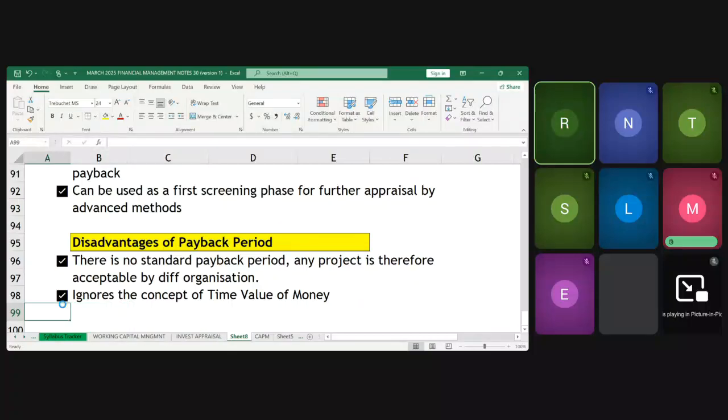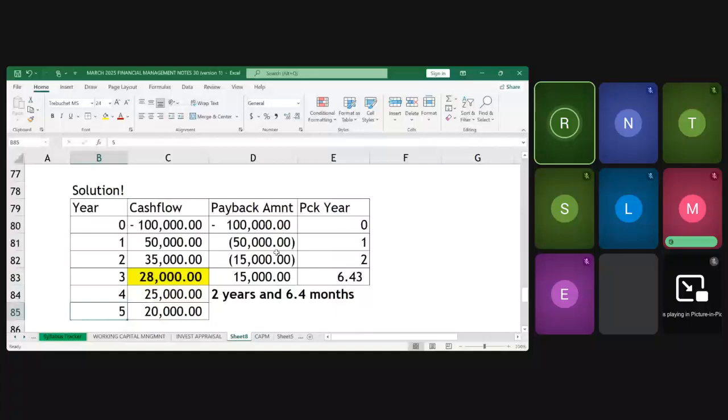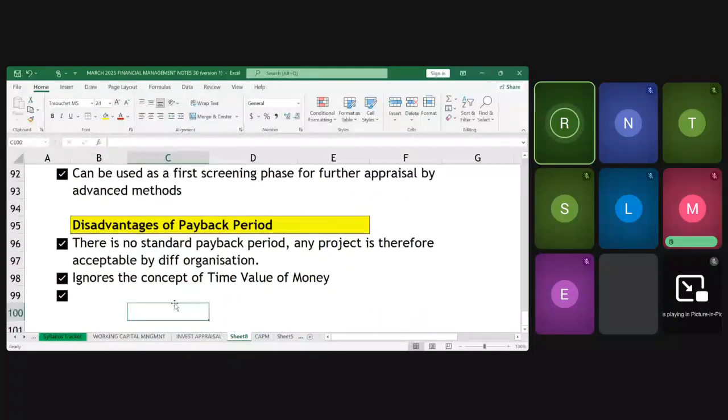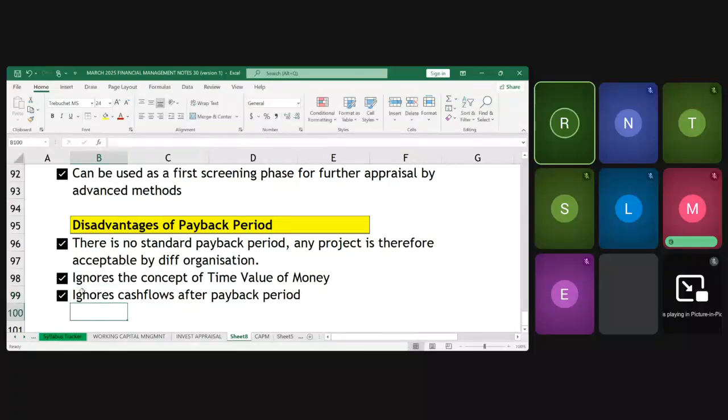So you realize that another disadvantage of us using payback period. Come here, and you see that after our money is back, we haven't considered cash flows after the payback period. So that is another disadvantage, to say it ignores cash flows after payback period, right? So we don't consider them. That is a disadvantage again.